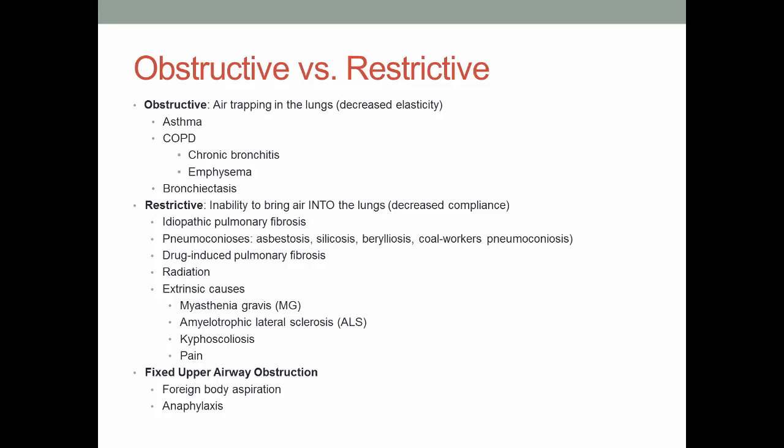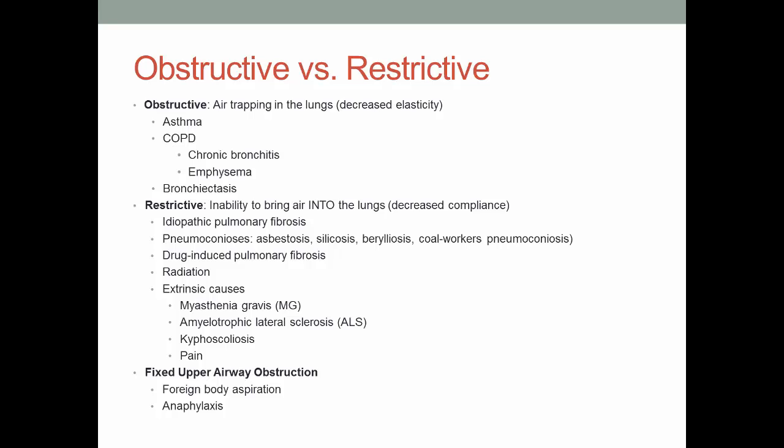There are extrinsic causes, so diseases that cause a restrictive lung disease pattern that isn't intrinsic to the lung parenchyma. In this case, myasthenia gravis, ALS, kyphoscoliosis, which is the curvature of the spine that would prevent full expansion of the diaphragm, allowing air into the lungs, and pain, which would prevent a person from breathing normally.